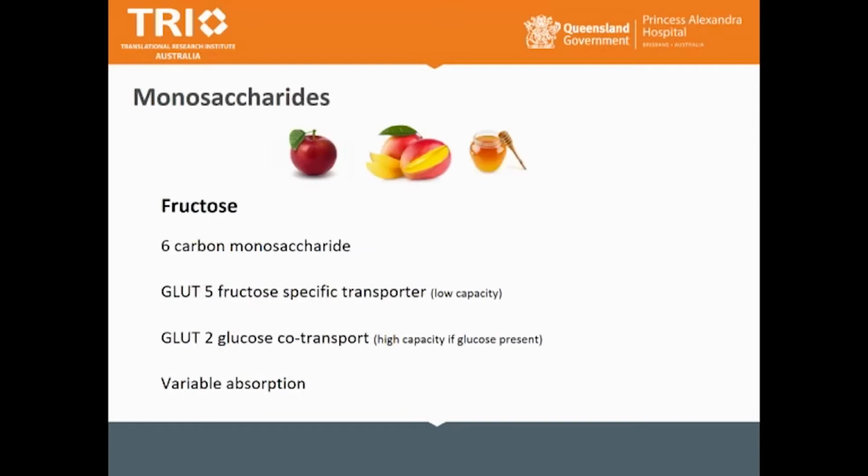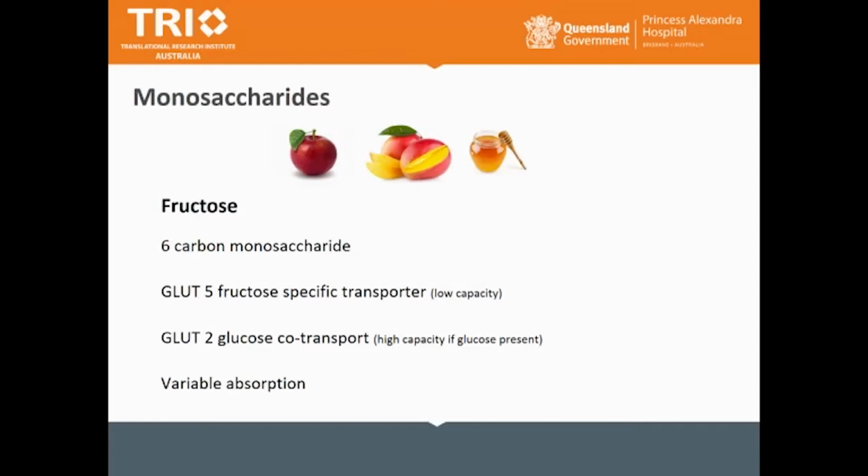The monosaccharide we're interested in here is fructose. This is a 6-carbon monosaccharide. We can absorb some fructose from our small intestine, so it's not completely available in the large intestine for fermentation, but it does depend on how well we're able to absorb it, either via GLUT5 or GLUT2. The absorption is really variable, so it depends on how much fructose is available, whether glucose is available, and how active our GLUT5 transporter actually is.